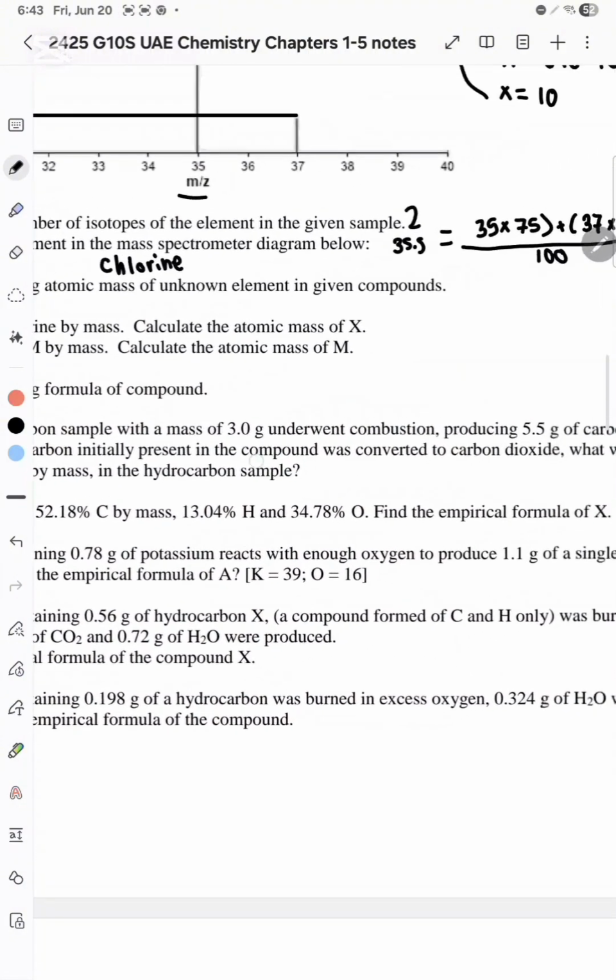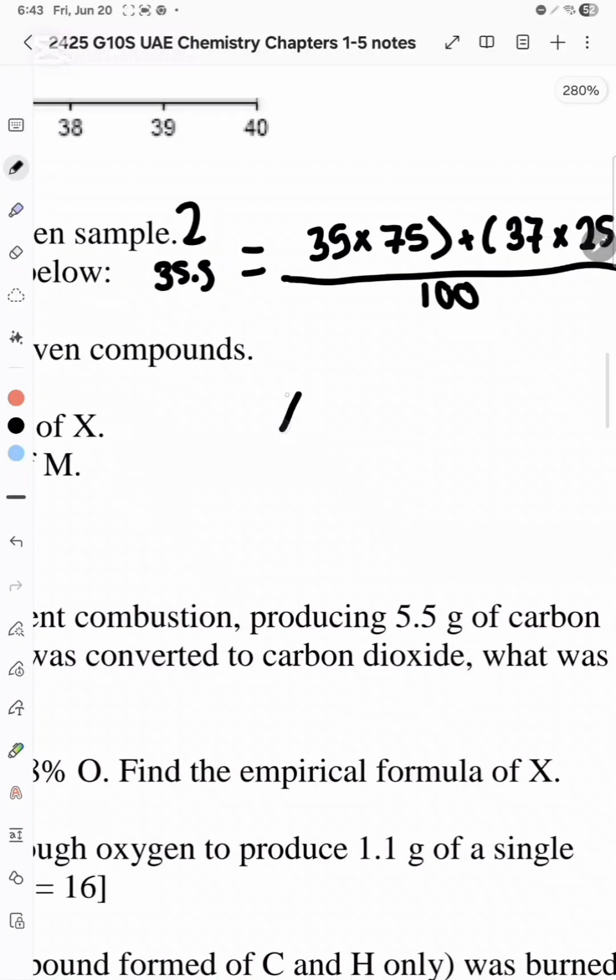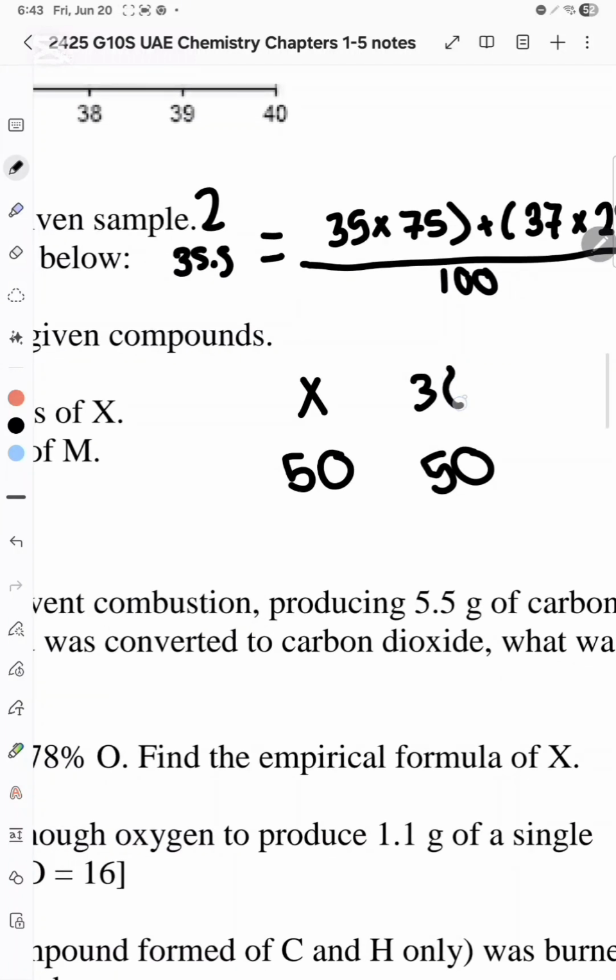XF3 is 50% fluorine by mass. Calculate the atomic mass of X. So we have X and 3F, right? Each one of these has 50%. Now we need to find the mass of X. We know the mass of 1 fluorine is 19.